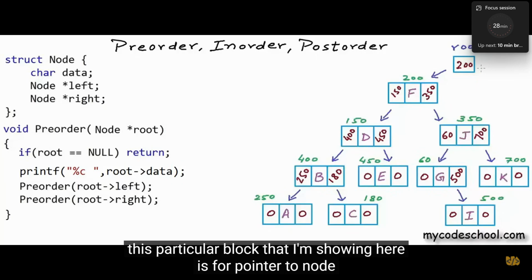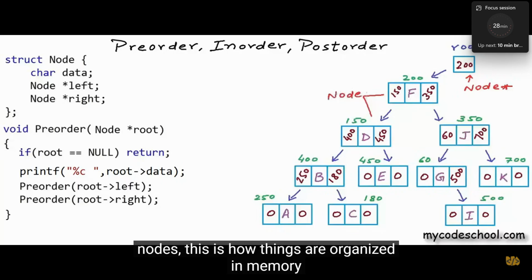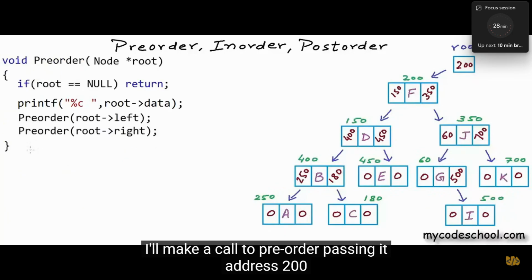This particular block that I'm showing here is for pointer to node, and all these rectangles with 3 cells are nodes. This is how things are organized in memory. Now for this tree, let's say we are making a call to this pre-order function. I'll make a call to pre-order, passing it address 200.